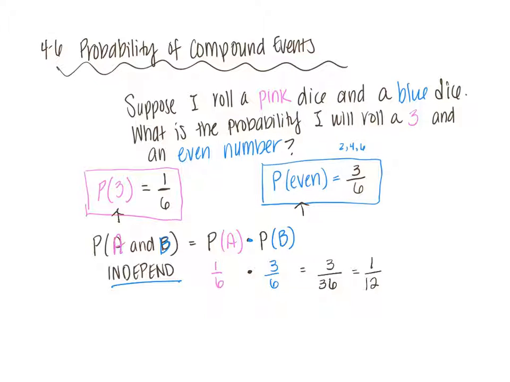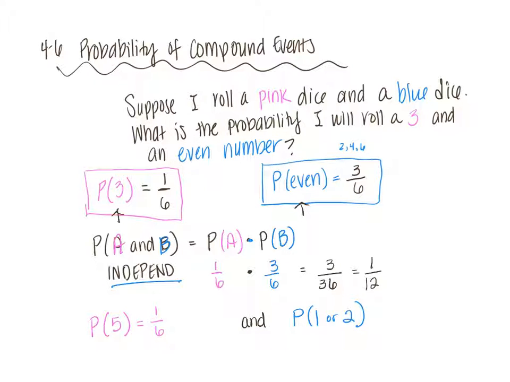Suppose I roll a pink cube and a blue cube again. This time, I want to know what is the probability that I'm going to roll a 5 on my pink cube, and that and is important, and that I roll a 1 or a 2 on my blue cube. Well, let's look at this. The probability of 5 is what? I have 1 option out of 6. Good.